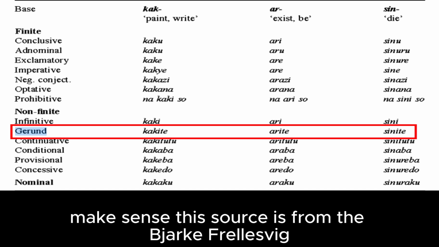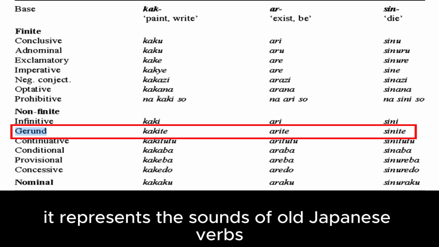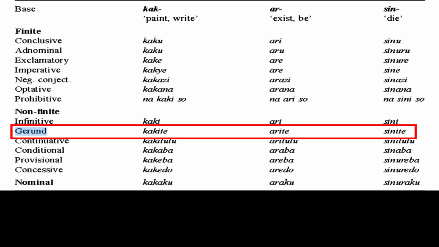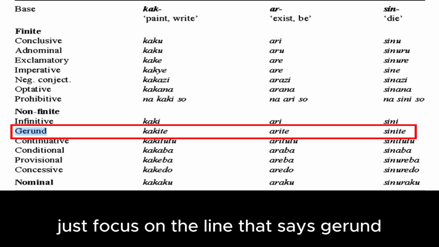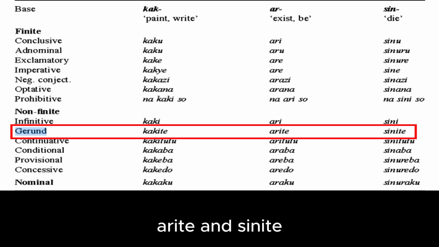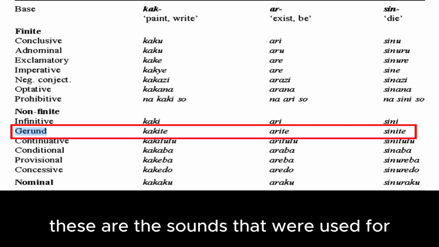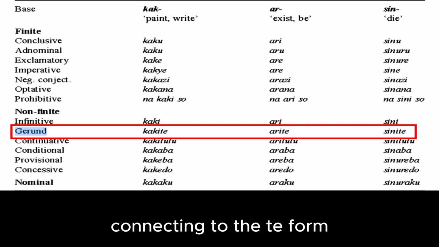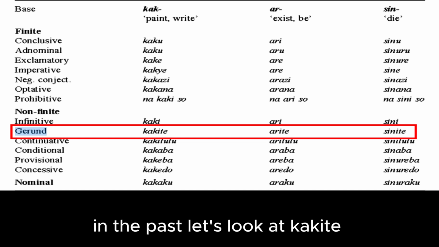This source is from Bjarke Frellesvig. It represents the sounds of all Japanese verbs. Just focus on the line that says gerund. There are three verbs there: kakite, arite, and sinite. What if I told you these are the sounds that were used for connecting to the te form in the past? Let's look at kakite.